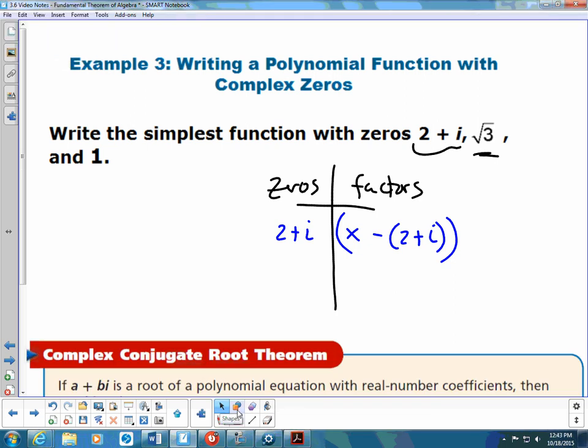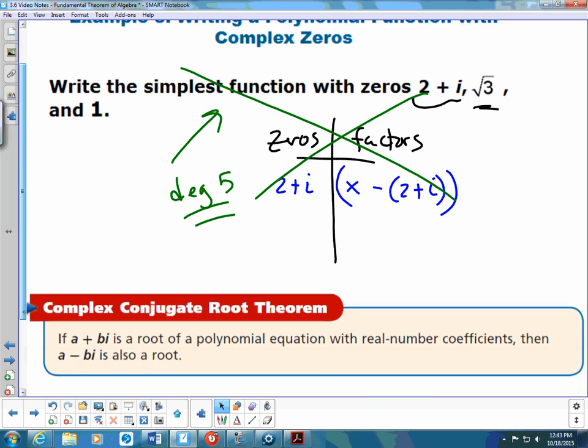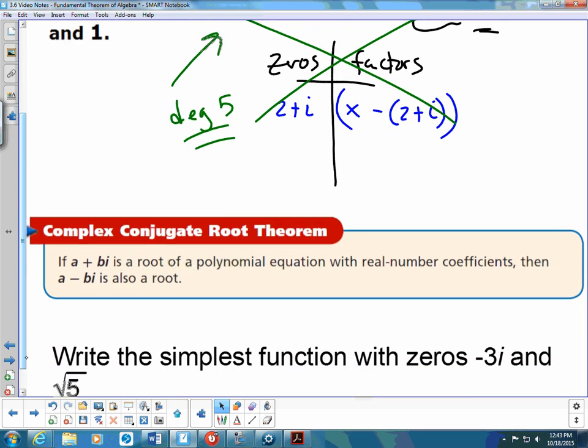Okay, so we were going to work on this problem, but I think that before we can do this one, or one like it, we actually need to talk about the complex conjugate root theorem. And as I noticed, this one is actually going to end up being a degree 5, so it's going to take us a long time. So we're going to skip this one, and we're going to talk about the complex conjugate root theorem. And then we'll try an easier problem than that last example.